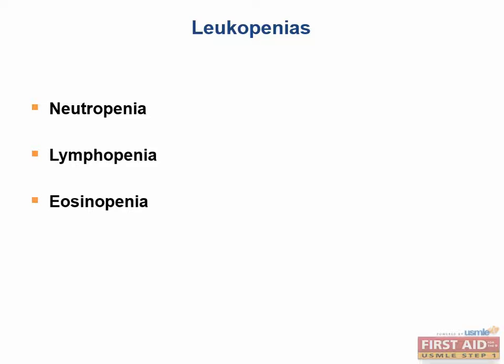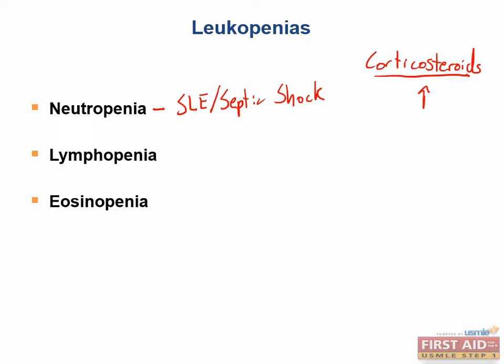A neutropenia will specifically be caused by SLE and septic shock. Can you think of a drug that would cause a neutrophilia? Well, interestingly, you may see a neutrophilia, or a high neutrophil count, in a patient taking corticosteroids. Do you know the mechanism here? This is because corticosteroids will decrease the adhesion molecules on the neutrophil, and thus, neutrophils will be unable to migrate out of the vasculature, and a blood draw will show more of them on a WBC differential.